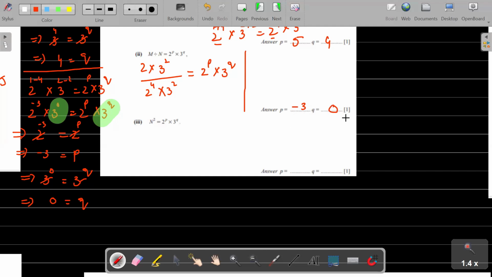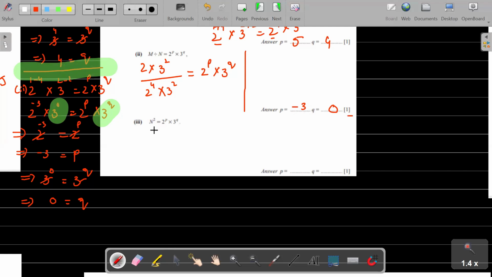Actually, this is a 1 mark question. I have done so many steps just for you so that you can understand it. Otherwise, these steps were not needed. Okay, from here it is part 2.